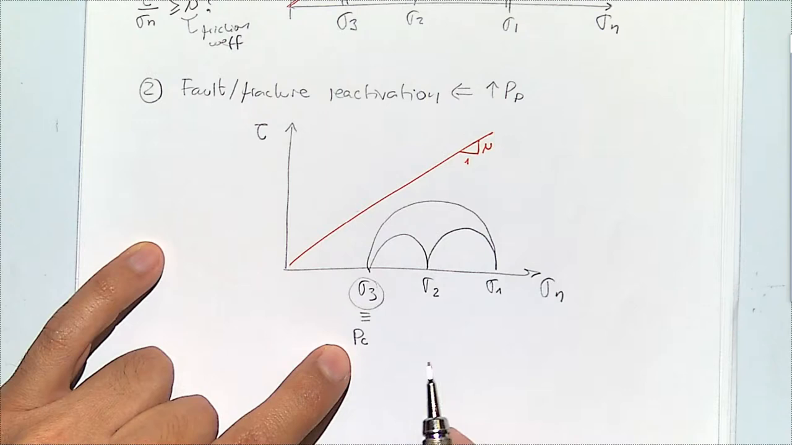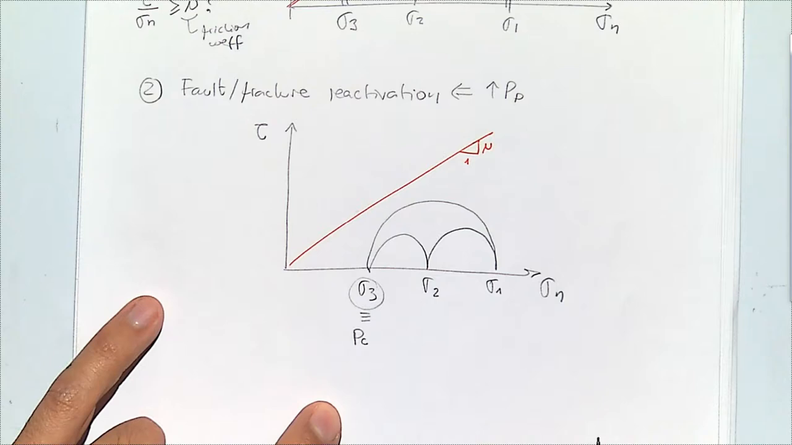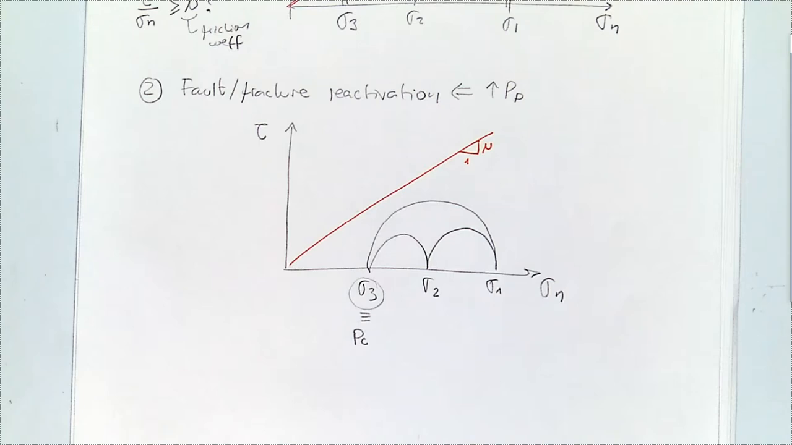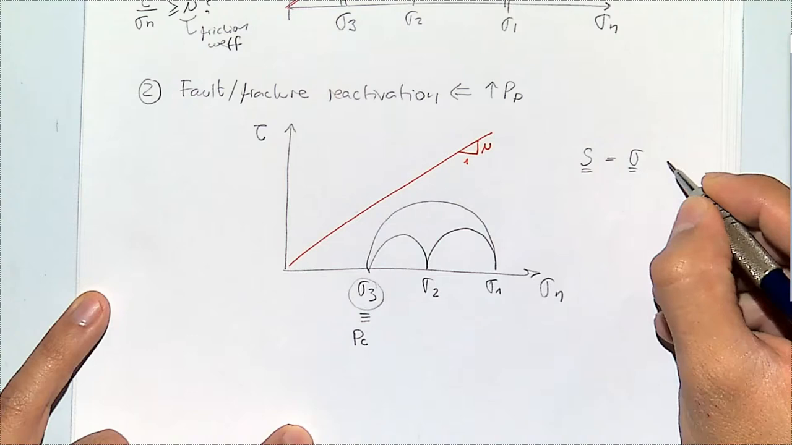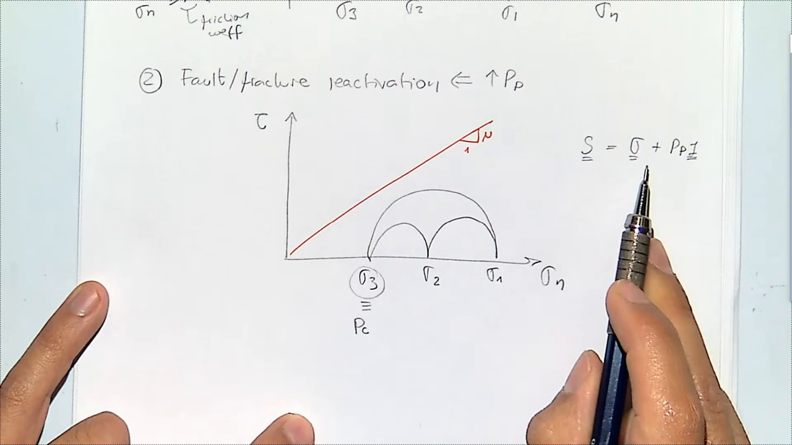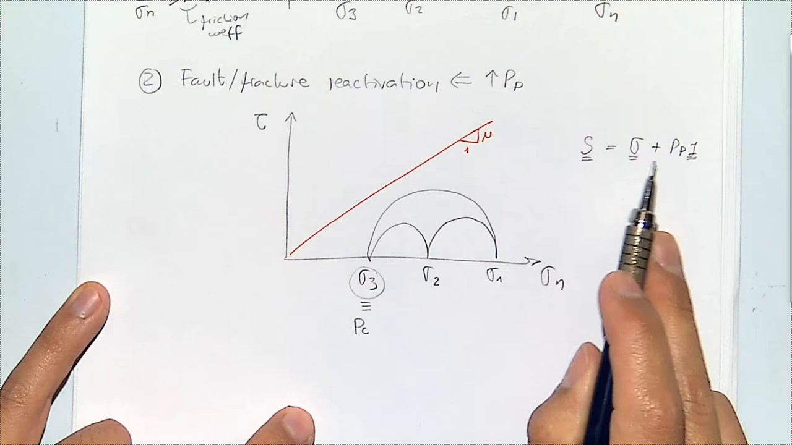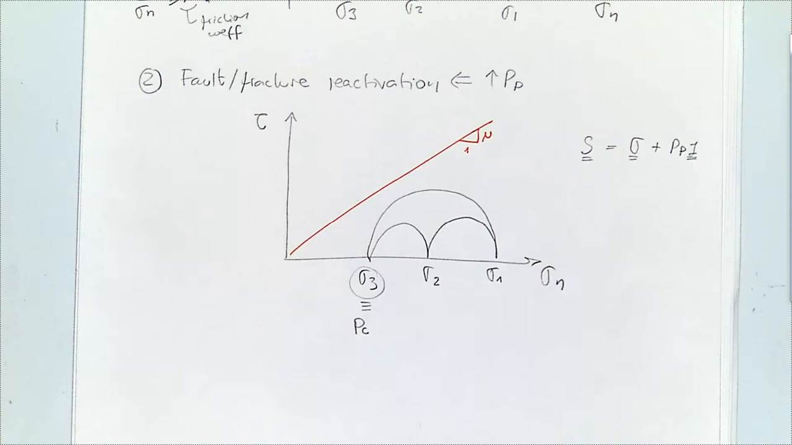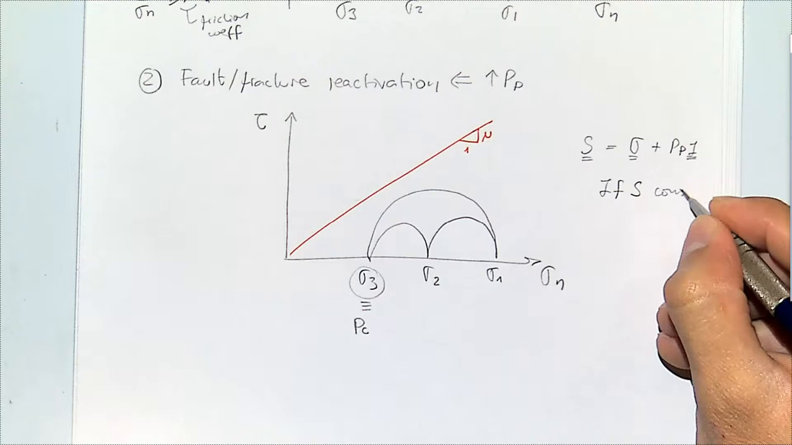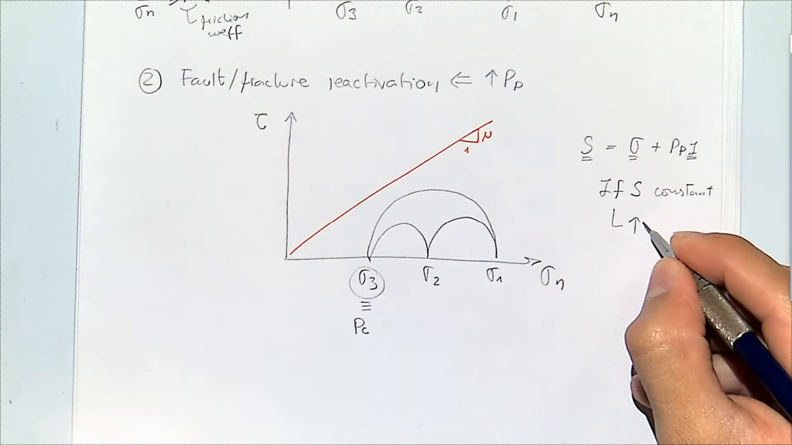Okay, but what happens if you were to inject the fluid and increase the pore pressure? If you keep all total stresses constant, remember that total stress is going to be equal to the effective stress plus pore pressure. If you keep the total stress constant, and you increase the pore pressure, what's going to happen to the effective stress? So let me write that. If S is constant and we increase the pore pressure, that means that your effective stress is going to decrease.